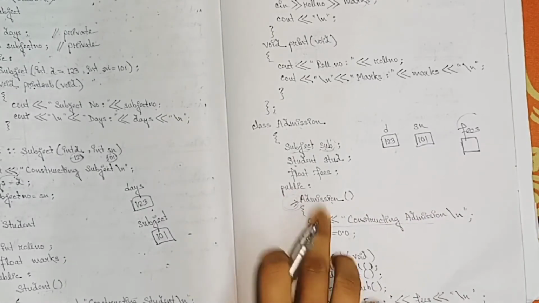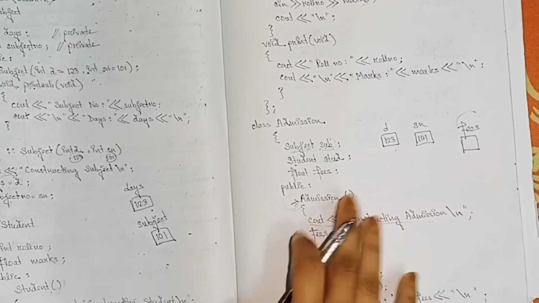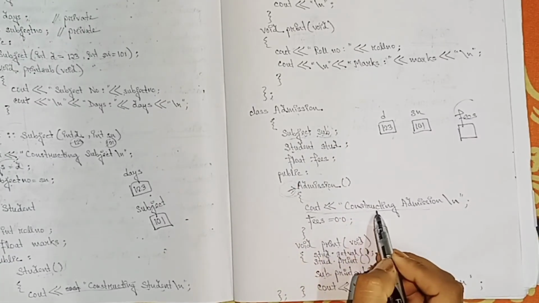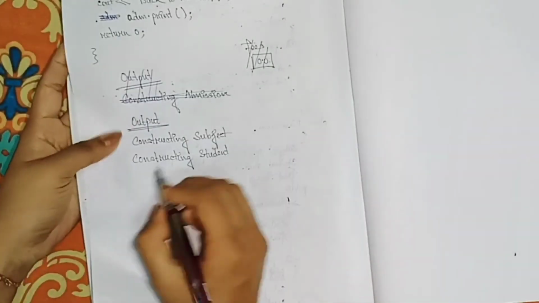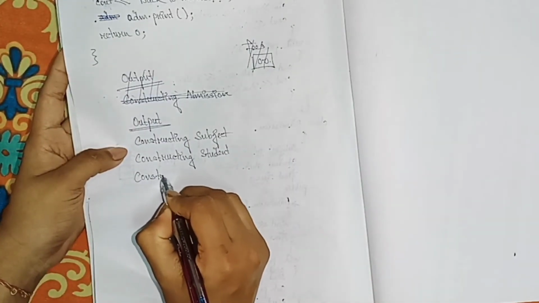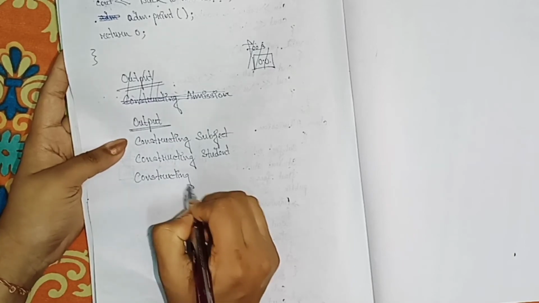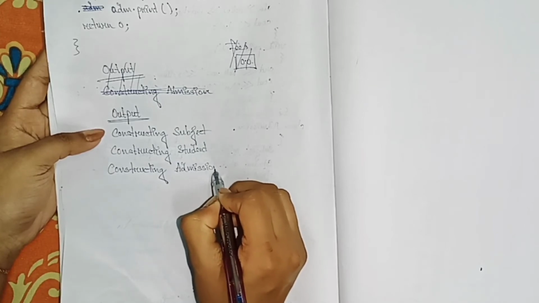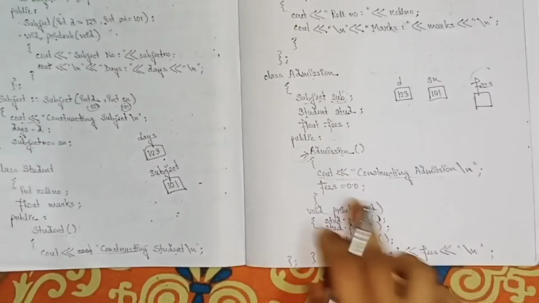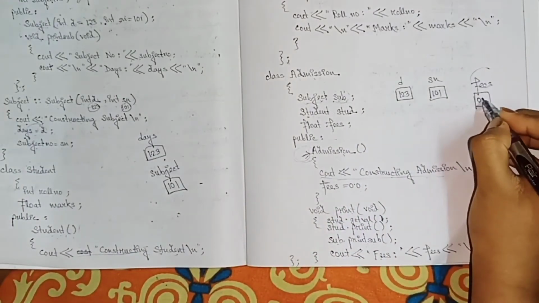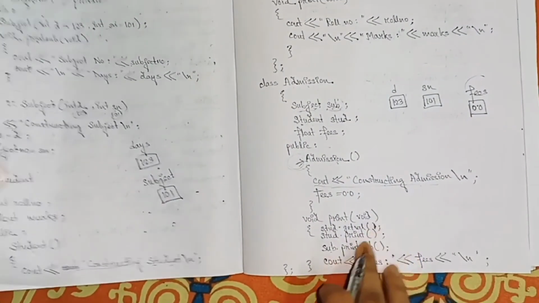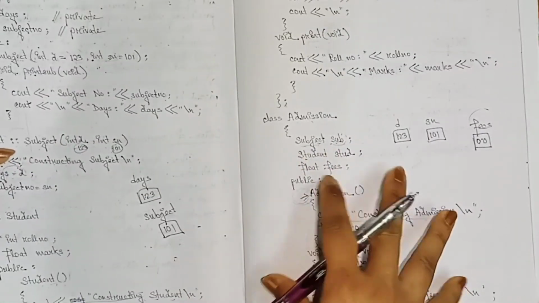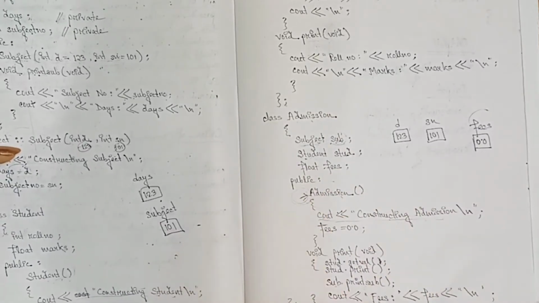Now under the public section, this admission constructor is defined. So now it will invoke this constructor, and it is finding that it is defining constructing admission. So in the next line it will display constructing admission. Okay, then you see fees equal to 0.0, so the fees value is initialized to 0.0. Now this particular thing is also over. We have invoked all the constructors in a sequential order.